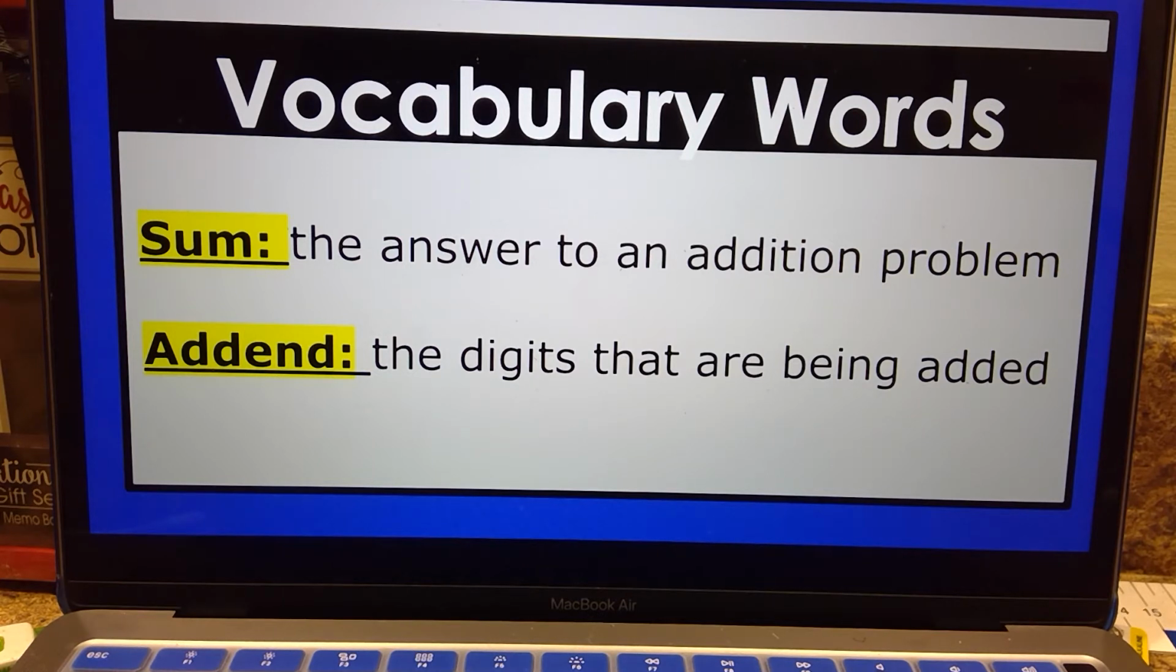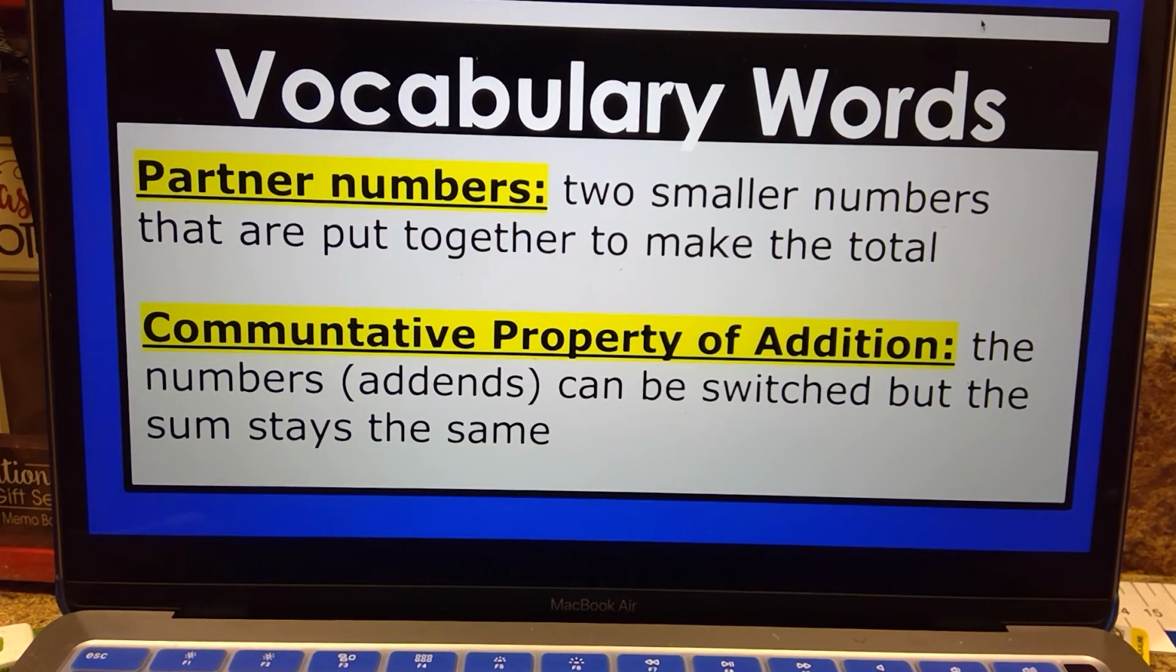Our next word is additive. These are the digits being added. Yesterday we practiced looking at various number sentences, and for each number sentence we went and identified the additive, the sum, and the partner numbers. The additives are all the numbers that are being added to find the total or the sum.